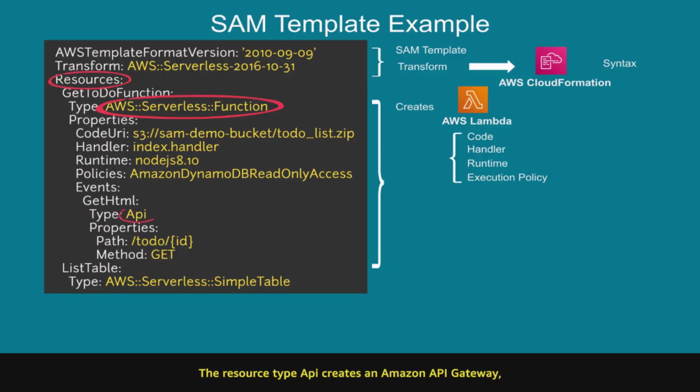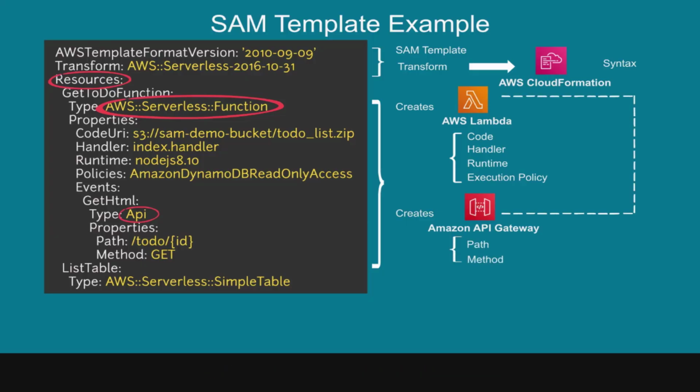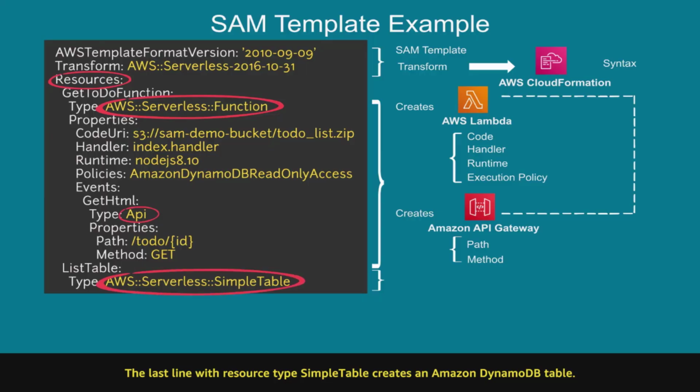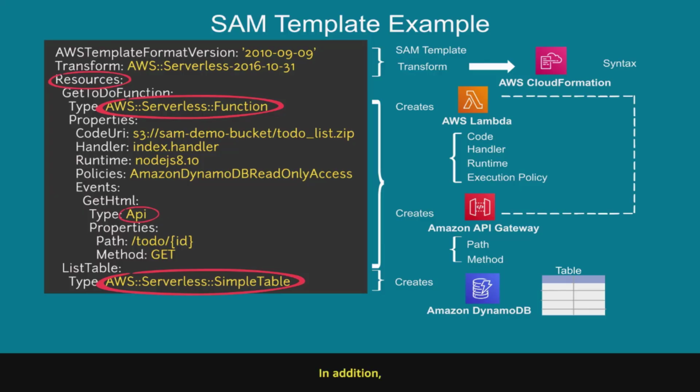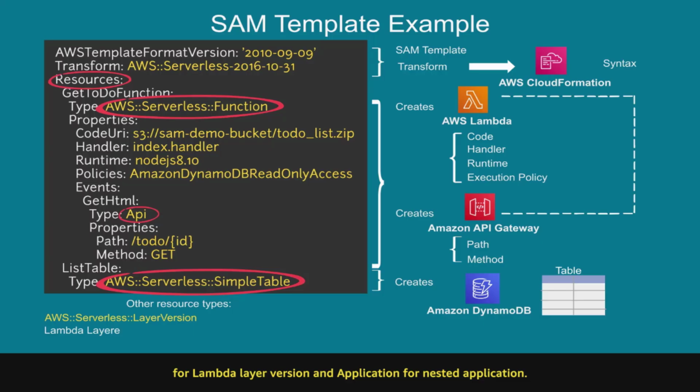The resource type API creates an Amazon API Gateway, defines the path and method, and its interface to connect to the Lambda function. The last line with resource type, simple table, creates an Amazon DynamoDB table. In addition, AWS SAM defines other resource types, such as layer version for Lambda layer version, and application for nested application. As you can see in this example, with just these simple lines of code, a Lambda function, an API gateway, and a DynamoDB table are created and defined to work together.